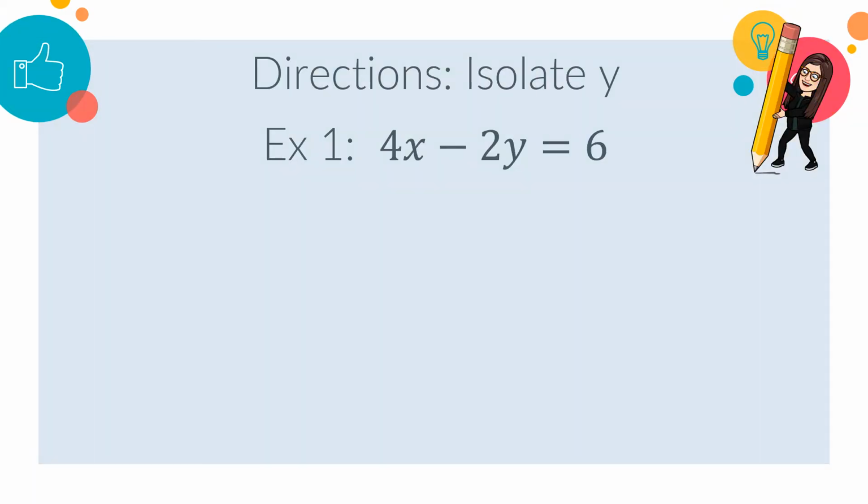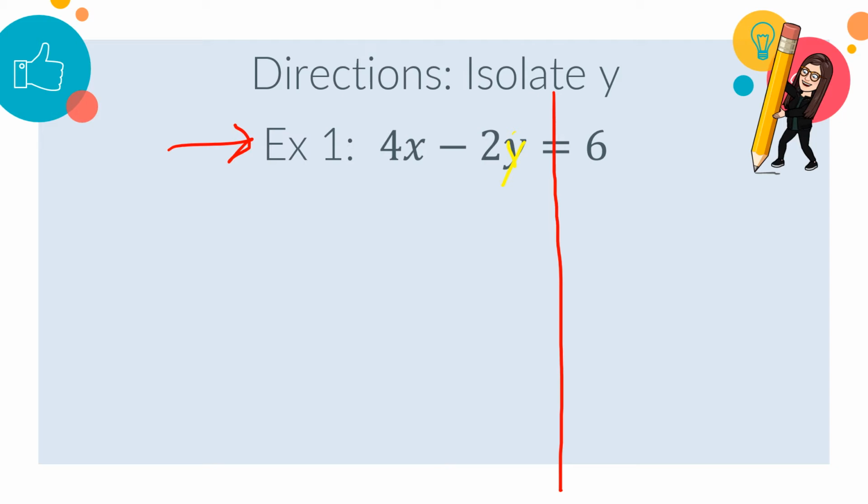So let's take a look at this first example. Again, in your notes, just jot down this example. Our goal is to solve for y. So let's review. Remember, we're going to draw a line down the equal sign. It helps us stay organized. And our goal is to get y by itself.